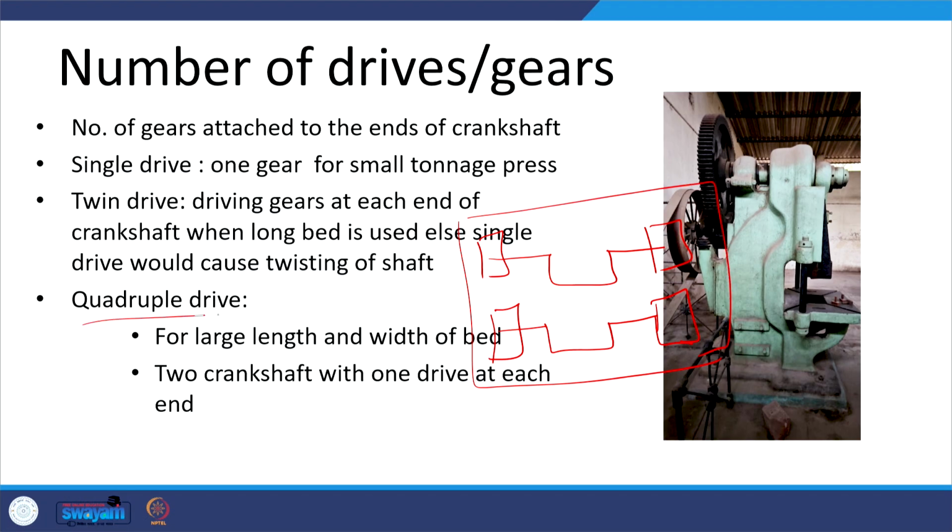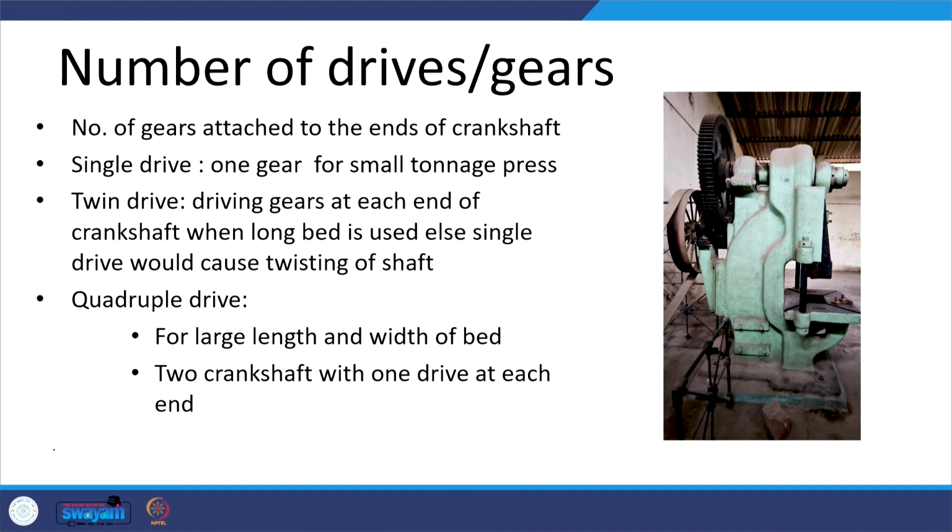So, the quadruple drive is where the power is delivered to the crankshaft from both the ends of each crankshaft, with two crankshafts. In the quadruple drive for large length and large width, two crankshafts with one drive at each end allow the development of very large presses of large width. This permits a large die space and the handling of large size components.